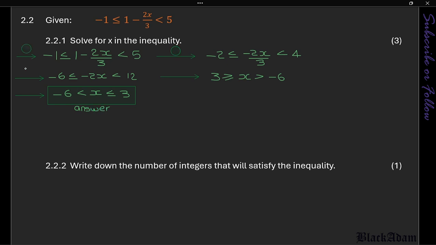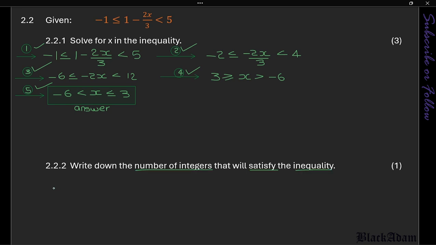The next question, okay, that's step 1. Step 1, 2, 3, 4, 5. And you can see in step 1 we had to simplify, take 1 to the other side. Step 2, simplify further. Step 4 requires us to change the inequality, and step 5, that's our final answer.